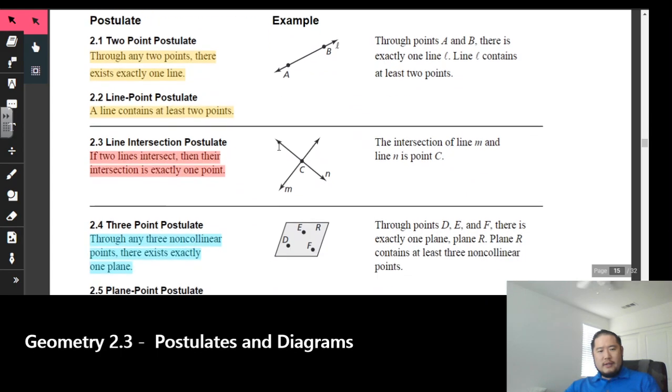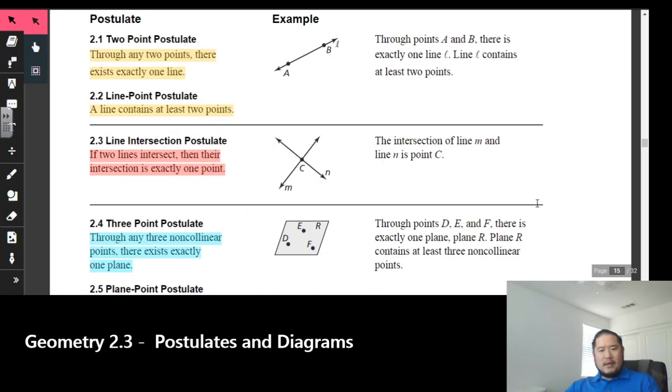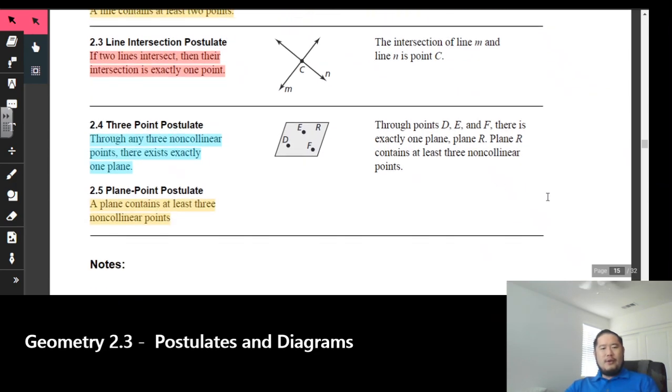Let's take a look at line intersection postulate. 2 lines intersect at exactly 1 point. I tried to stress that a lot in chapter 1. 3-point postulate. Through any 3 non-collinear points, there is exactly one plane. Okay. 3 points, 1 plane. 1 plane has at least 3 non-collinear points. And that's the plane point postulate. Okay.